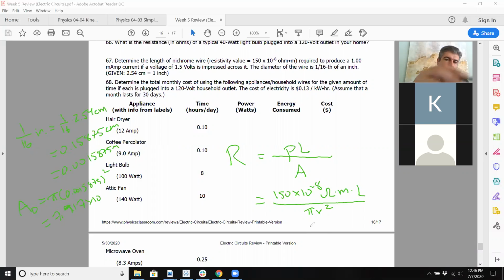You're right. Yes. Let me backtrack just a tad. Yes, we do need to take half of that. So 0.0015875 divided by 2, then square that, then multiply by pi. Yes, thank you for correcting me on that. So the area is actually going to be 1.979 times 10 to the -6 meters squared. So that's what I'm going to put down below here.